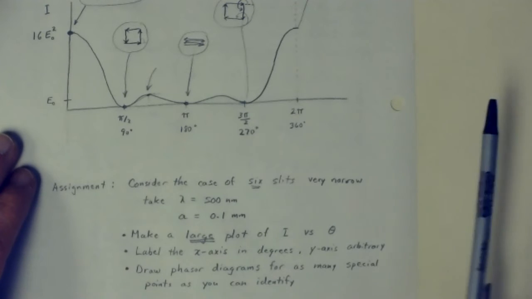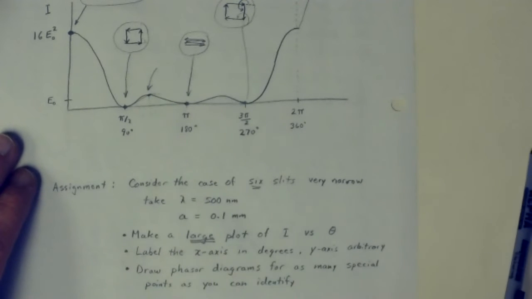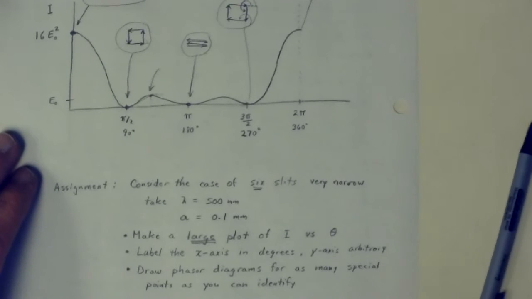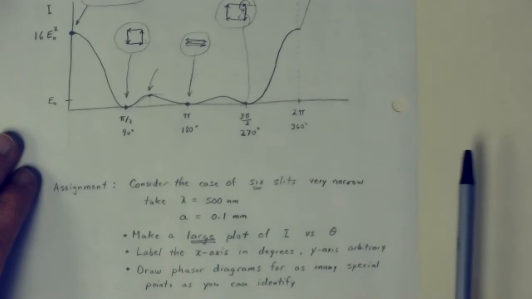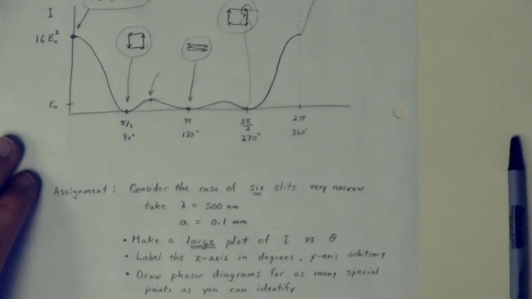And then try to draw phasor diagrams for the peaks. Those will be much less clear. You'll have an approximate one, at least, for each of the peaks. I think you can do that. Now realize the whole diagram is symmetric.